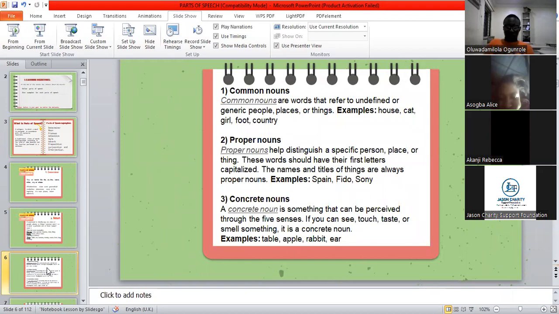So if you're writing Lagos, for an example, 1 million times in your writing, you write it what? You begin with what? A capital letter.